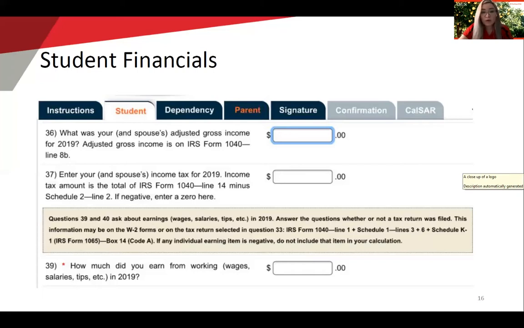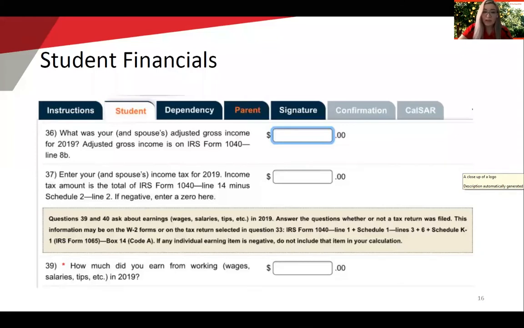Now, one thing also to keep in mind is that this is the student section. So when you start reading the questions, you're going to notice on there that they are going to ask for your information and your spouse's information. So the spouse information is only going to apply if you are married. So this is something that a lot of students get confused about.